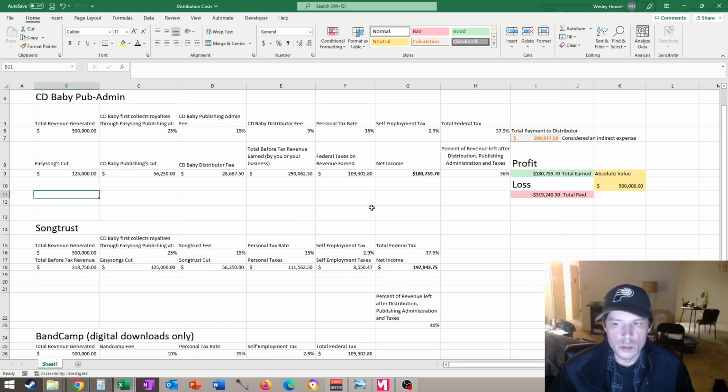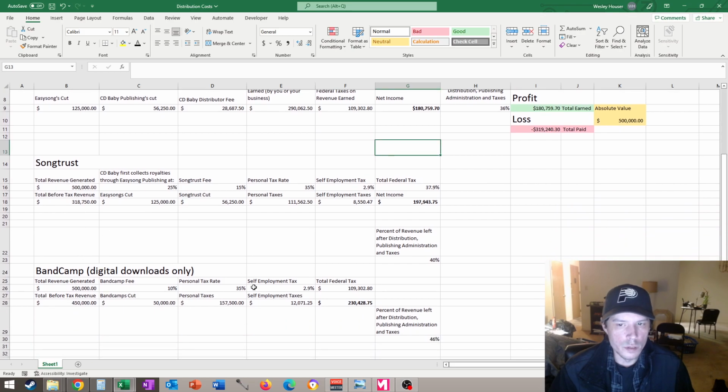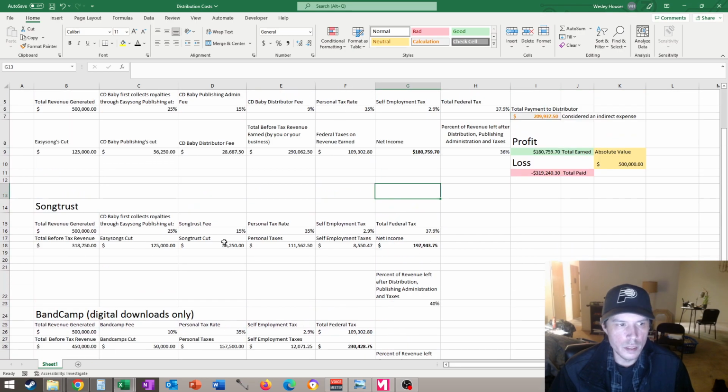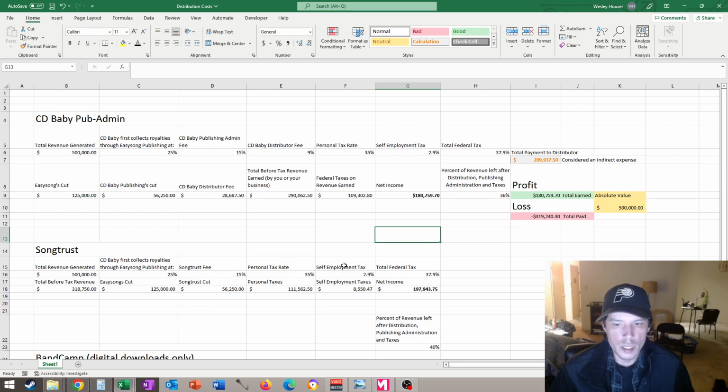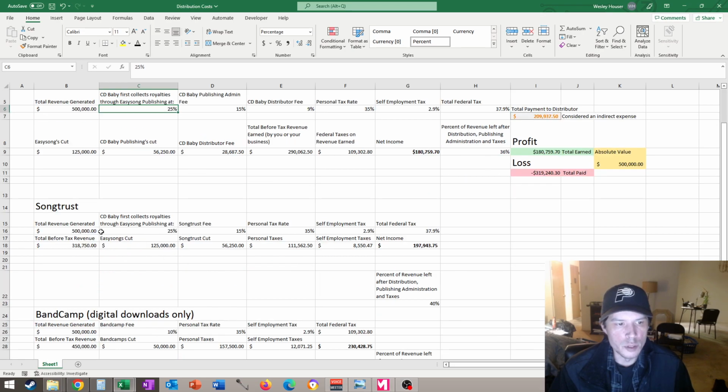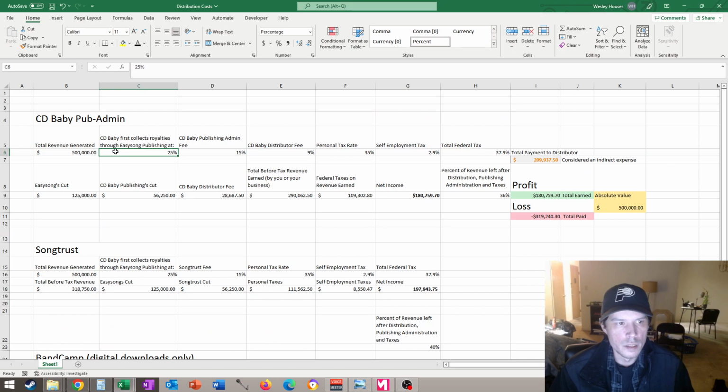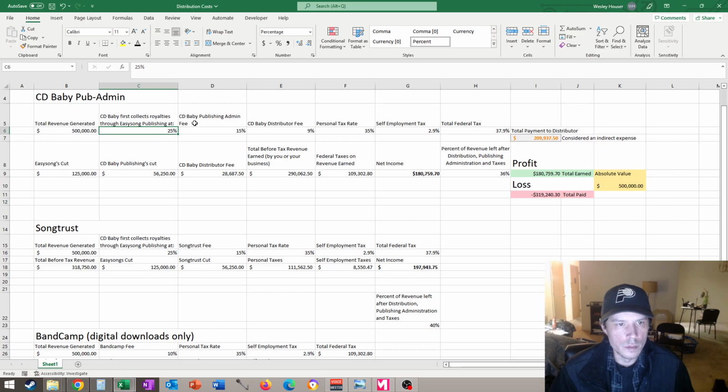So there's other ways you can do it completely independent. You could sell songs on. See, if you use Songtrust, you make a little bit more money though. And if you don't use the distribution or the publishing administration, it's a little bit better, but you're still getting hit at this 25% through easy song publishing. And I'm sure Songtrust does that because CDBaby uses Songtrust as their pub admin.